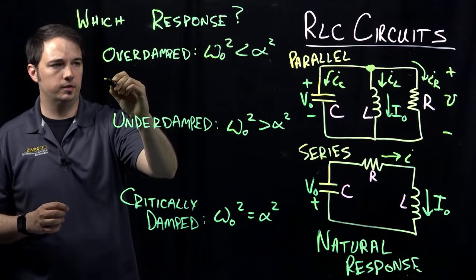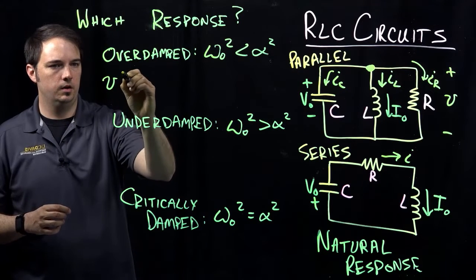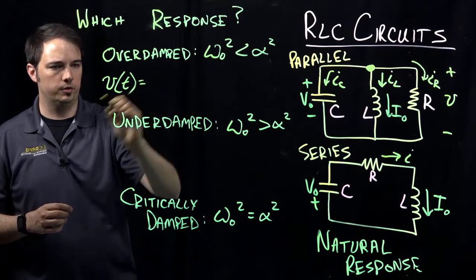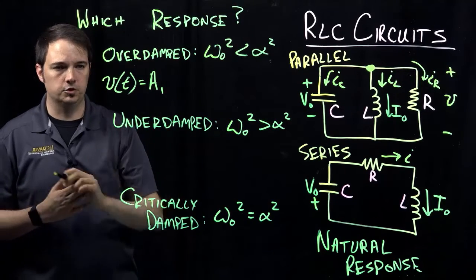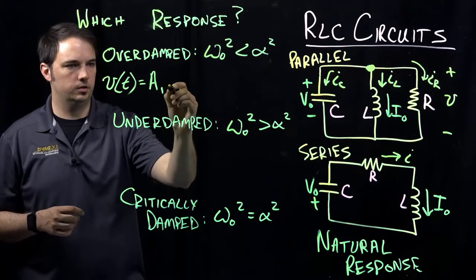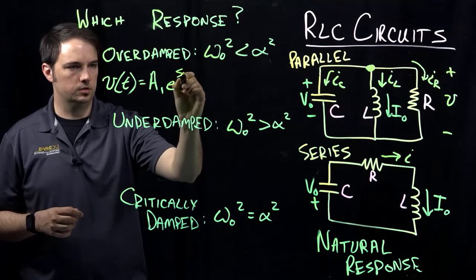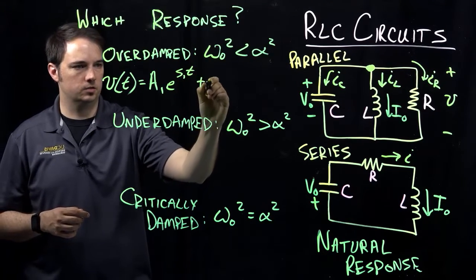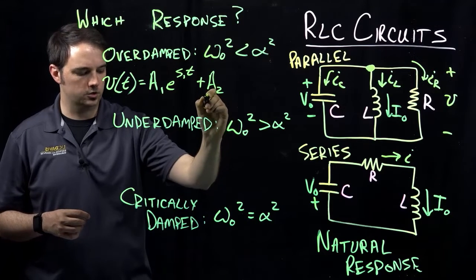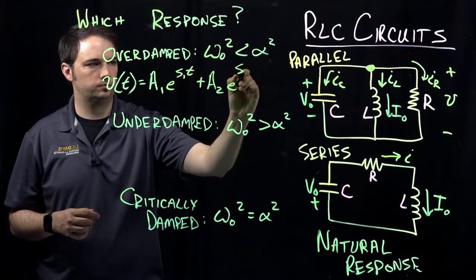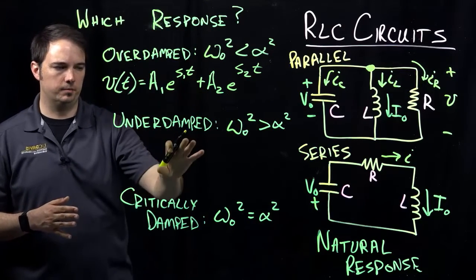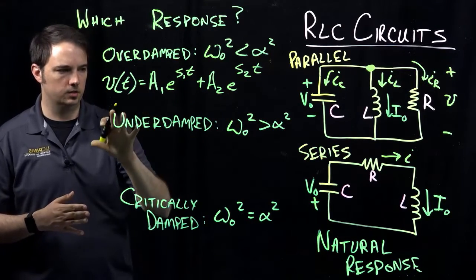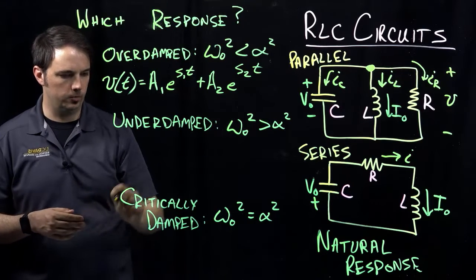In the overdamped case, we're basically left with what we already saw previously, where the voltage as a function of time, again we could be talking about current in either case, is still just the sum of these two exponential terms with the coefficients A1 and A2. So that one's basically what we saw before. But now for the underdamped case, we're dealing with complex roots, so that changes the form a little bit.